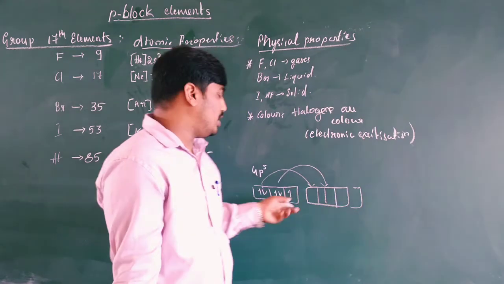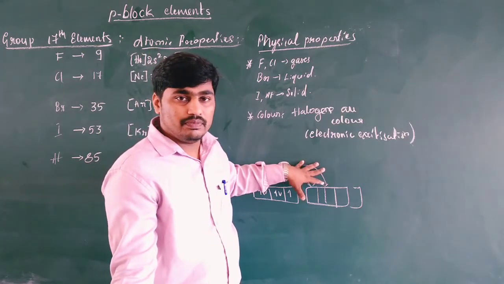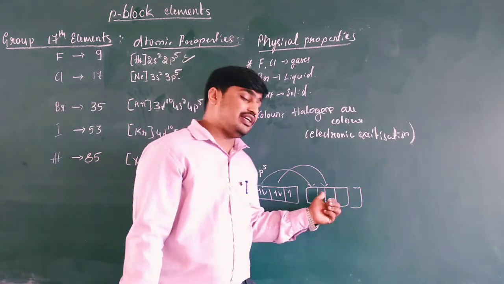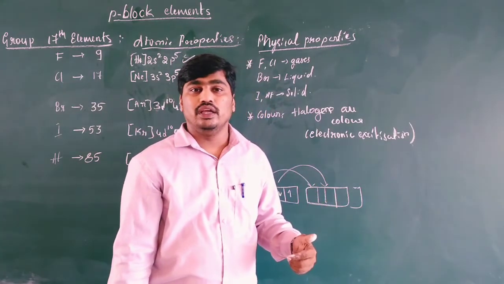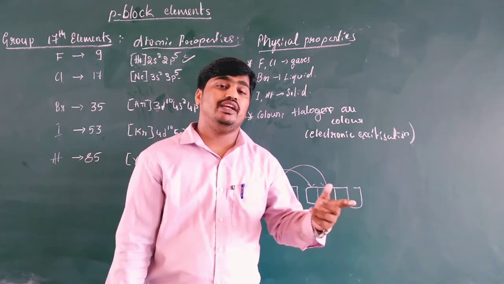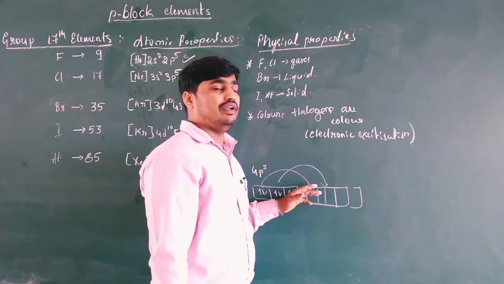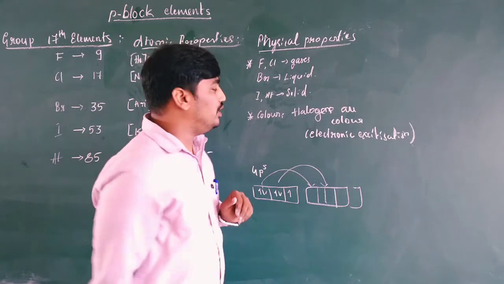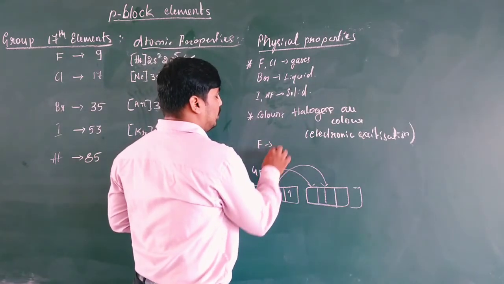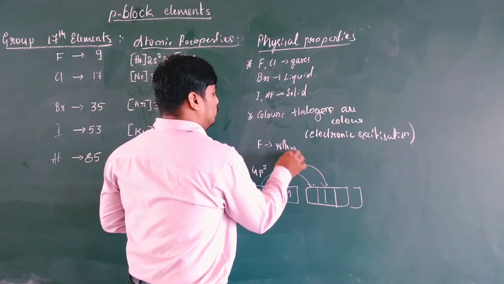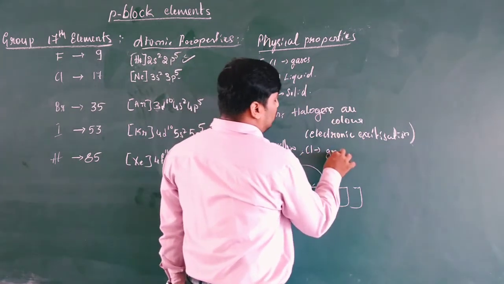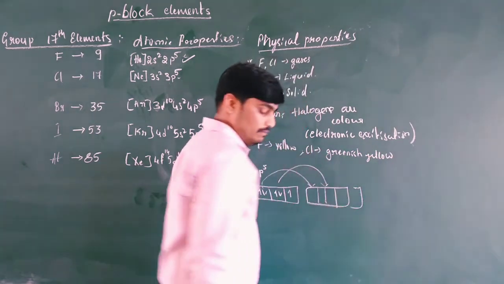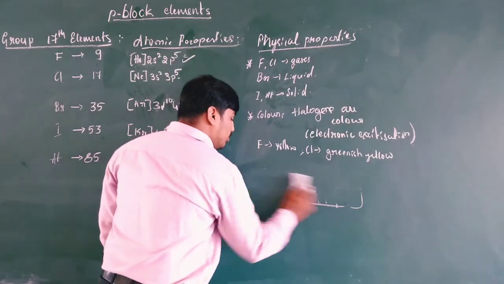What happens after that? When light falls on the halogens, they absorb the quanta of energy and are excited to the d orbital, and come back again to p with the emission of radiation. That radiation has a different wavelength, because of which we observe different colors. What are the different colors? Fluorine shows yellow, chlorine greenish yellow. It is a greenish yellow color.